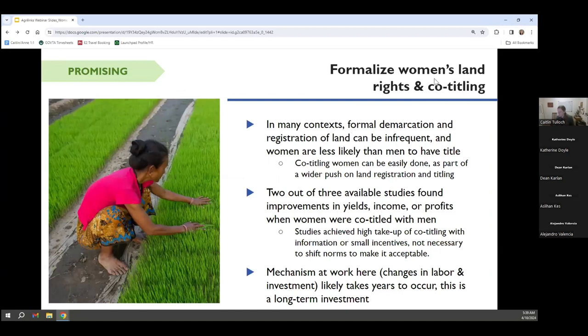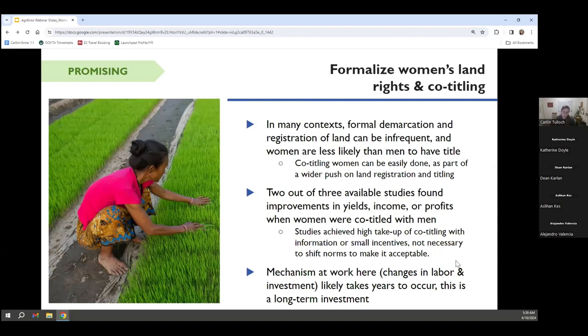Firstly, is what's probably quite a familiar intervention and program to many of you, the formalization of women's land rights and co-titling. And this is a relevant program because in many contexts, formal demarcation and registration is infrequent, and women are less likely simply than men to have title to the land that they're working on. And co-titling can be fairly easily done, it seems, as part of wider pushes on land registration and titling.